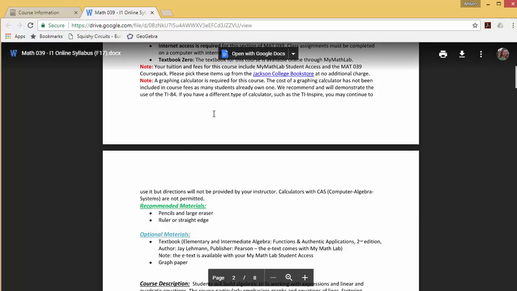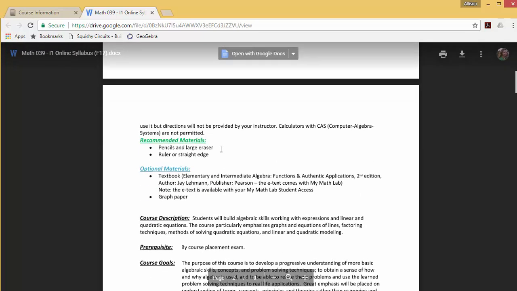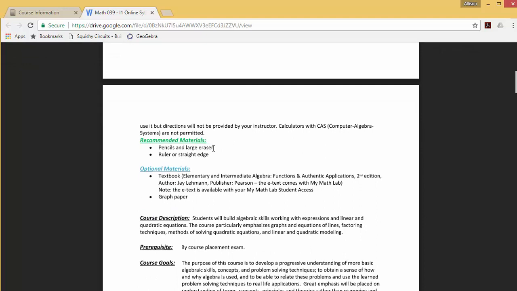So read through the other notes up here. I already mentioned most of that. A few other recommended materials: I do really recommend a ruler or a straight edge, especially when you go to take those offline exams. You're going to want to be able to draw a nice straight line. And, of course, pencils and a large eraser.